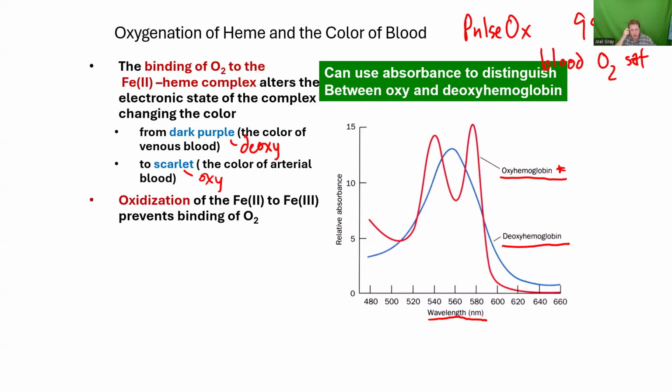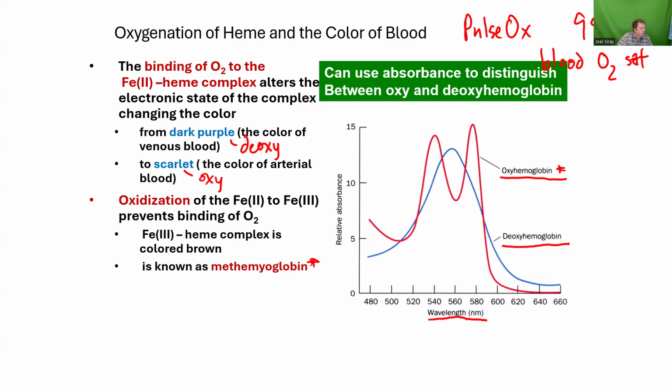Now, one thing that can happen to that iron that we looked at on the previous slide is that Fe2+ can be oxidized to Fe3+, and that's going to prevent O2 binding. The significance of that is that the Fe3+ heme complex is actually a brown pigment, and this is known as methemoglobin.